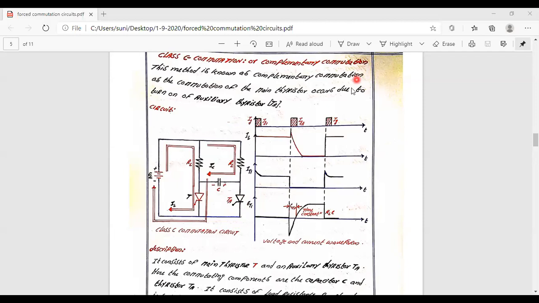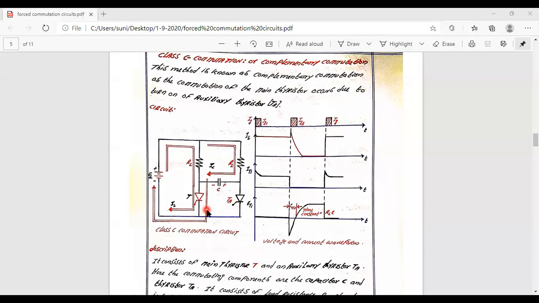At the desired instant, somewhere here, you are going to give the gate pulse for the auxiliary device. Whenever the gate pulse is provided with a triggering pulse, what will happen? This comes to the conduction. When this comes to the conduction, this positive terminal is applied across the cathode, and the negative potential of the capacitor is connected across the anode. So you are going to have a reverse voltage provided across the device. So what will happen? Due to this capacitor current, the net current in the device is going to be reduced to less than the holding current value. So the device is going to be turned off.